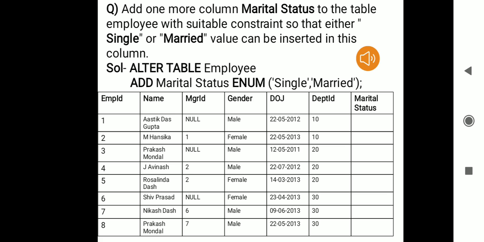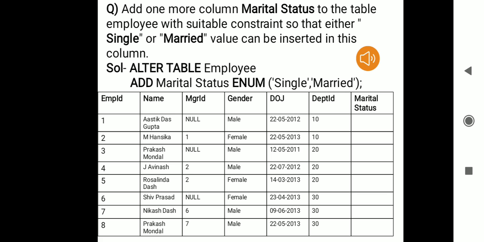The first step in the query is to alter the table employee to add the column marital status, and the second step in the query will be to accept only the values of single or married for the column called marital status, which can be done using the enum constraint. So the query becomes alter table employee, then the next line, add marital status enum within bracket single comma married, both under quotations, followed by a semicolon.